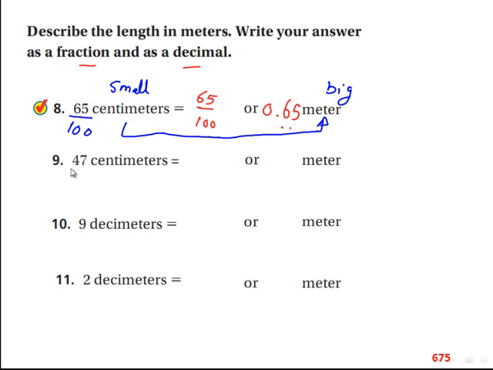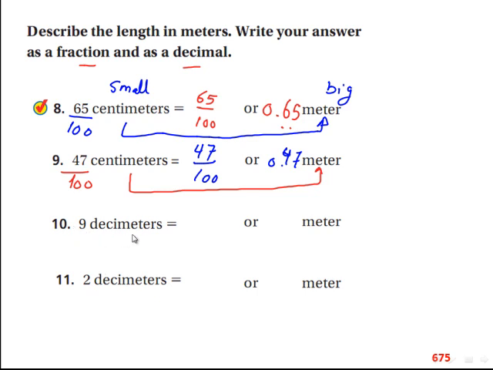Great. Question 9. 47 centimeters equals what or what meter? I want to convert again from centimeter to meter. So I'm gonna divide. Divide by what? Ask yourself how many centimeters in 1 meter? 100. So I'm gonna divide by 100. Great. So my answer is gonna be what? Great. 47 hundredths in fraction and 0.47.